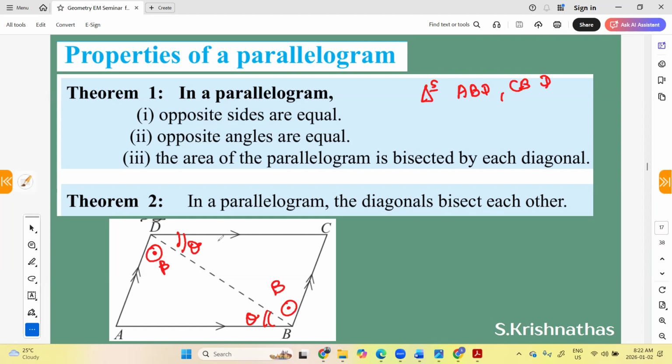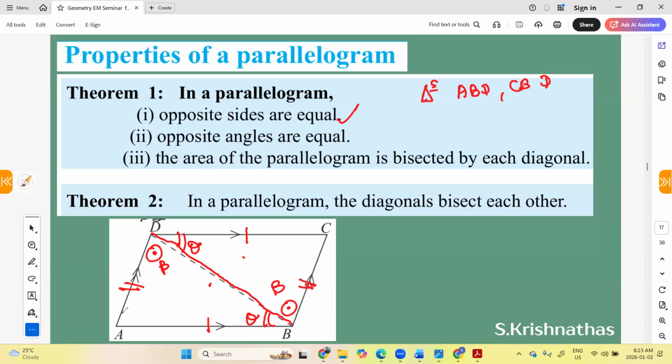Now, students, DB is the common side in these two triangles. So the two triangles are congruent, according to the case angle-side-angle. If the two triangles are congruent, corresponding elements are equal. AB equals DC and AD equals BC. First you have to prove these two triangles are congruent. Then you prove corresponding elements are equal. So opposite sides equal, we proved.